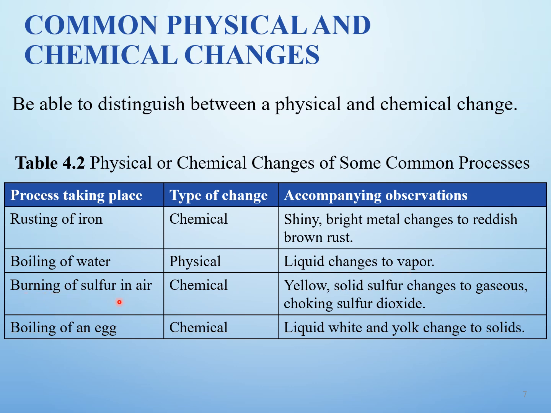Burning of sulfur, anything that's burning will always be chemical, okay? And you can actually see the observations. Yellow solid sulfur changes to gaseous choking sulfur dioxide. Boiling of an egg is also chemical because the liquid white and egg yolk change to solid. It's actually chemical because you denature the protein in an egg when you boil it. So the chemical structure of the protein is changing, so it's a chemical change right there.